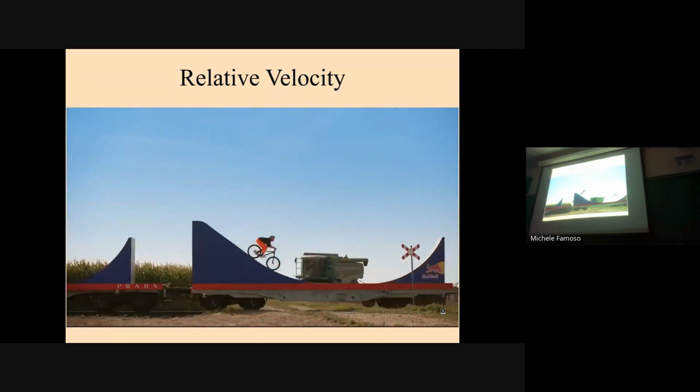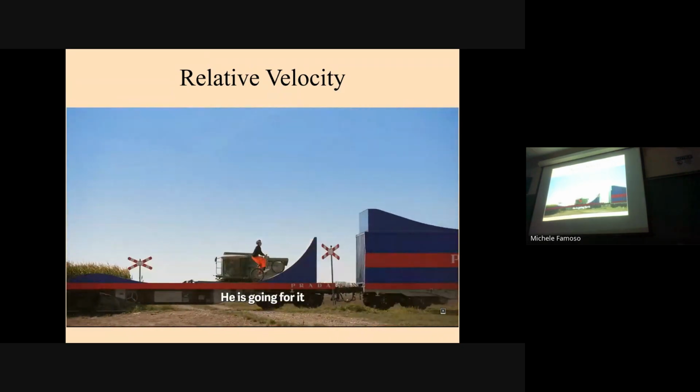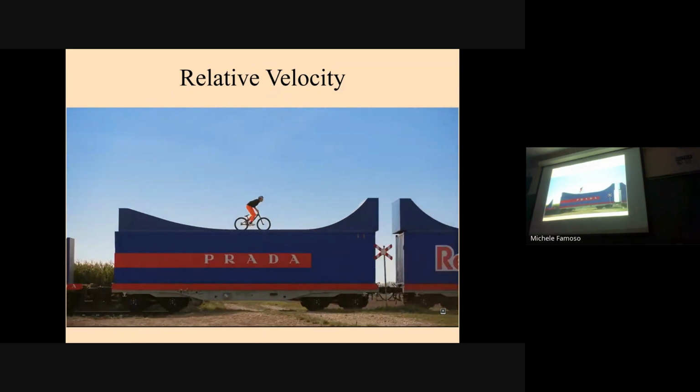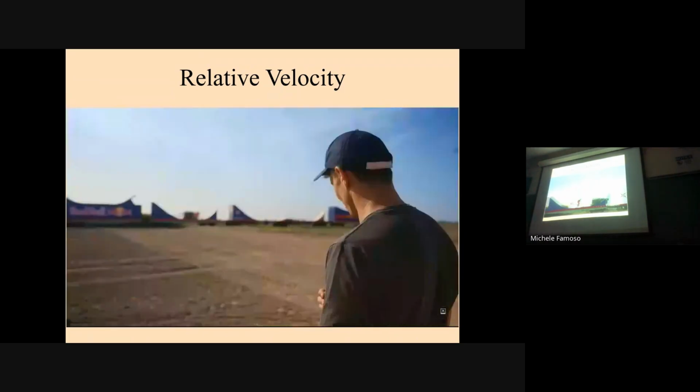Looks like he's staying in the same horizontal position, doesn't it? That's because his velocity towards the back of the train is the same as the forward velocity. He's gonna get it now. It's gonna happen. Oh my god.